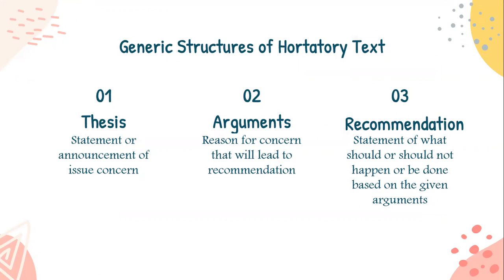And then generic structures of hortatory text. There are three generic structures of hortatory text. The first is thesis, the second is arguments, and the last is recommendations. The first is about thesis. Thesis is a statement or announcement of issue concern. Arguments are reasons for concern that will lead to recommendation. Recommendations are a statement of what should or should not happen or be done based on the given arguments.